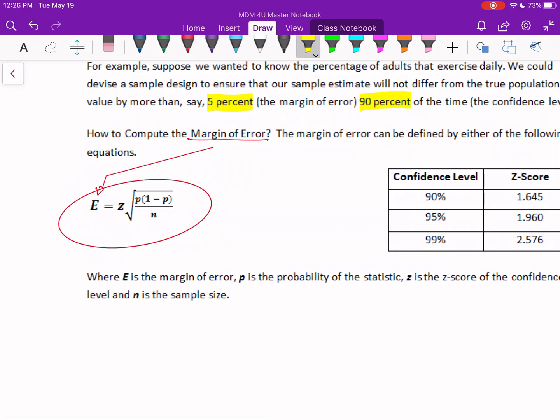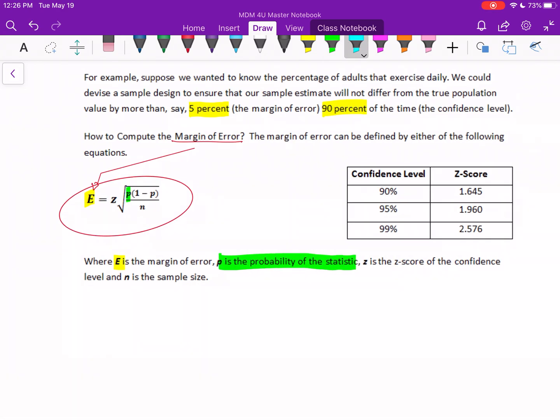So E is margin of error, P is the probability of a statistic occurring, Z is the z-score of the confidence level, and N is the sample size. And again, 1 minus P is really just Q, the way we've thought about it before. Everything has to add up to 1 as far as probabilities. Think of it as success and failure again.